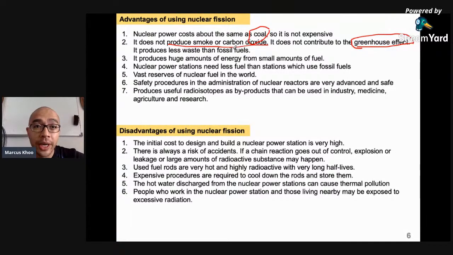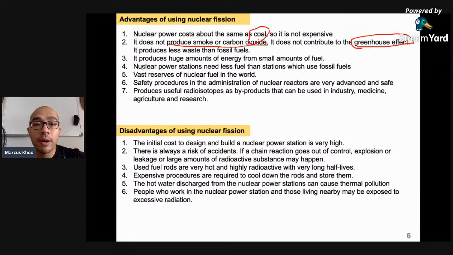Another benefit of nuclear power is that it produces less waste. And this is probably the biggest: it produces huge amounts of energy from a small amount of fuel. Compare the amount of energy that you can produce from 1 kilogram of uranium and 1 kilogram of coal. 1 kilogram of uranium is able to produce so much more energy. As we calculated in the previous class, the amount of energy that you generate from nuclear power is very, very high. Although when we calculate it, it's just like darab 10 kuasa negative berapa-berapa. But when you combine all the atoms inside, it produces a lot more energy than coal or any other bahan api can produce.